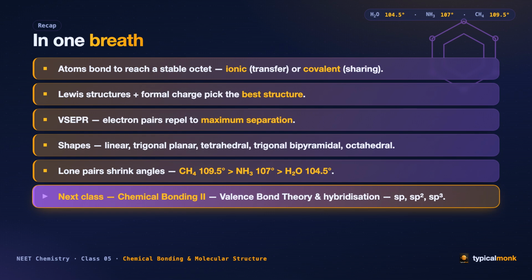And next class, we go deeper into the bond itself. Chemical bonding 2, valence bond theory and hybridization, the sp, sp2, and sp3 orbitals that give these shapes their true origin. Do not miss it.